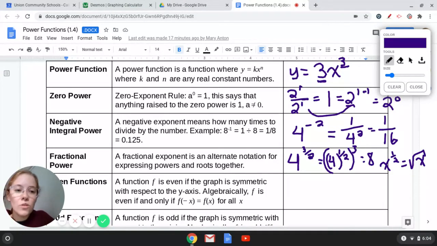So if you know your rules, a lot of times you can find fractional exponents pretty quickly. If you understand that you can square root before you cube it, so take the denominator before you cube something.